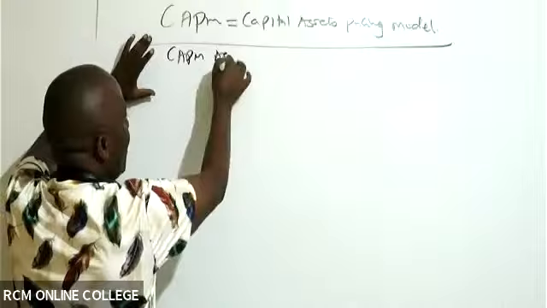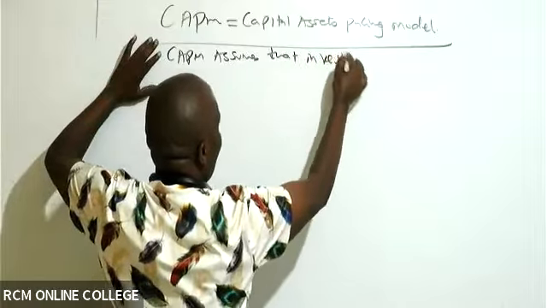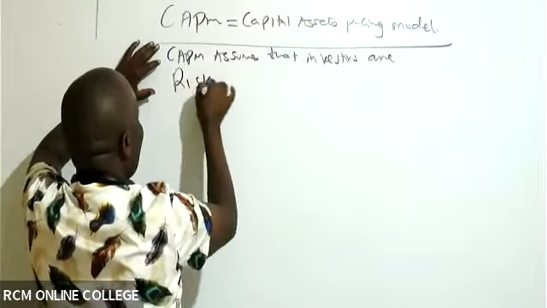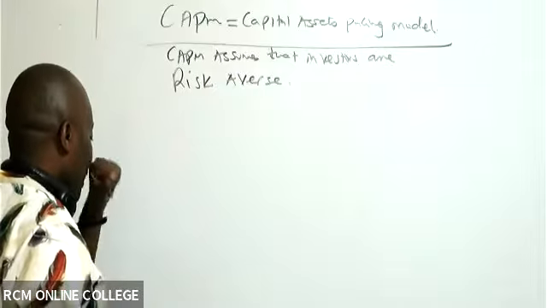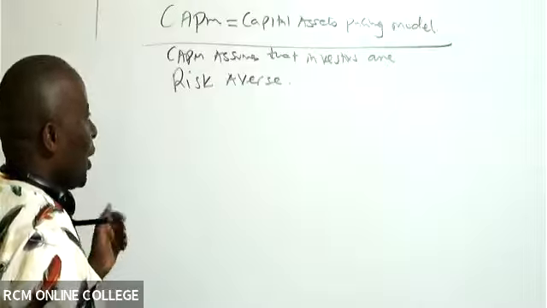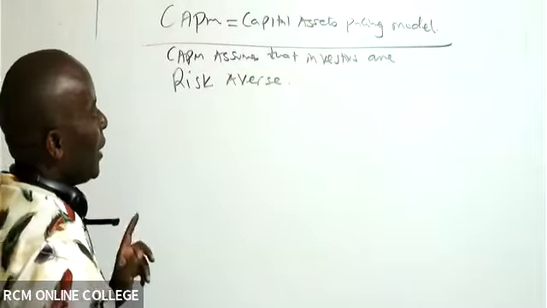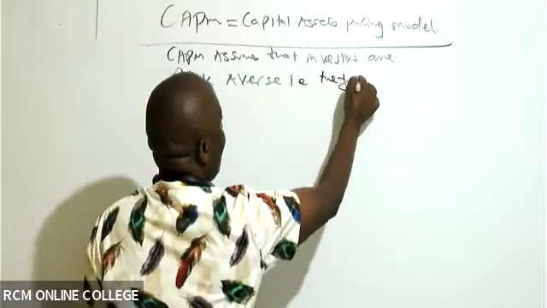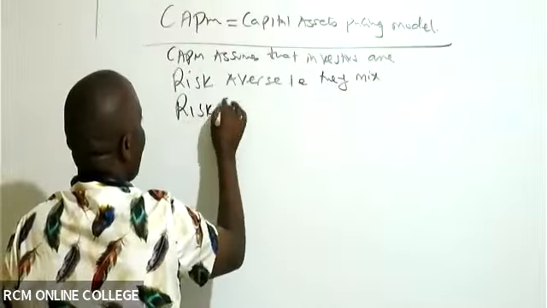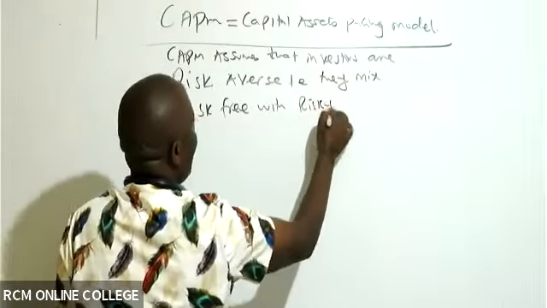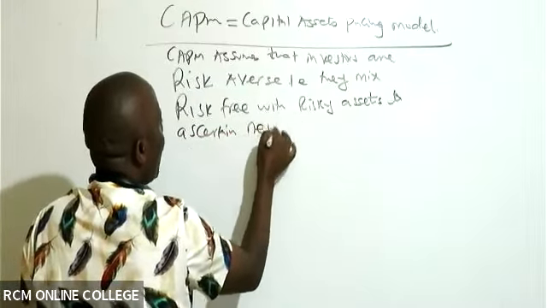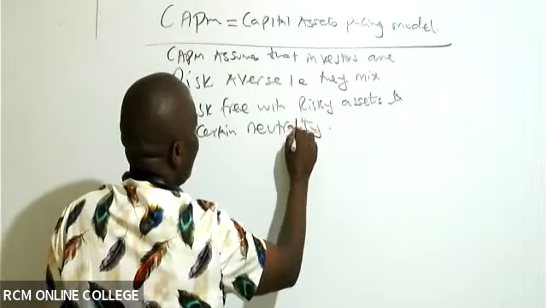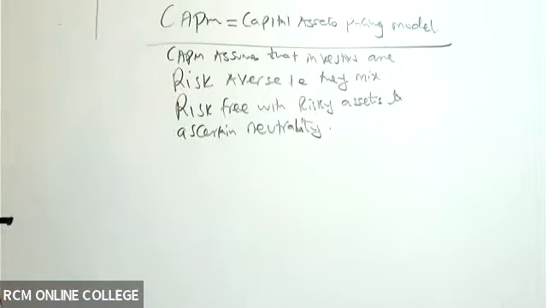CAPM assumes that investors are risk averse. Investors are who? Risk averse. So whenever they are coming up with their investment strategies, they always mix risk-free with risky assets to ascertain neutrality, because they are very fearful.